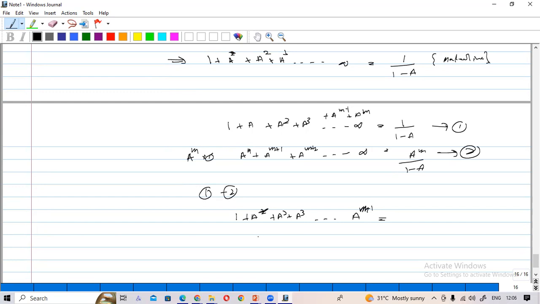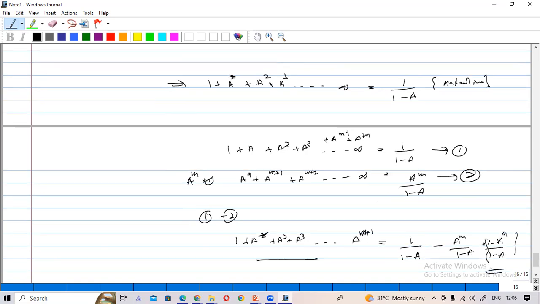So that answer you will have is 1 over 1 minus a minus a^M over 1 minus a. So you will have (1 minus a^M) divided by (1 minus a). Okay, so this is the compact solution we will have.